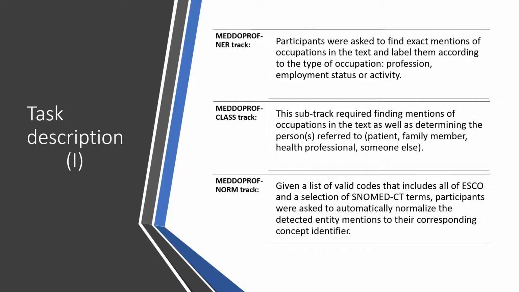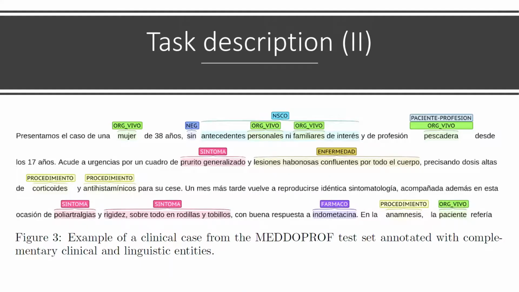Task description. There are 3 subtasks. In the first subtask, we have to find the exact mention of the occupation in medical text. In the second subtask, we have to determine the person referred to by these occupations, and in the last task we have to assign an ISCO code for every occupation mentioned. This is how the data looks.